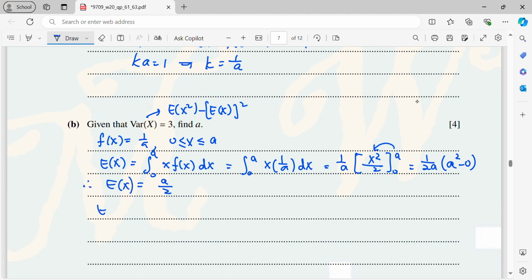For E(X squared), the difference is that we integrate x squared times f(x). Here I will just write 1 over a, and instead of x it now becomes x squared.